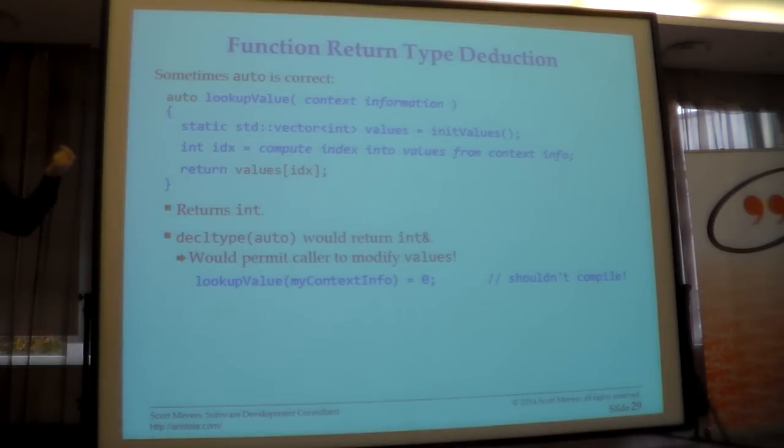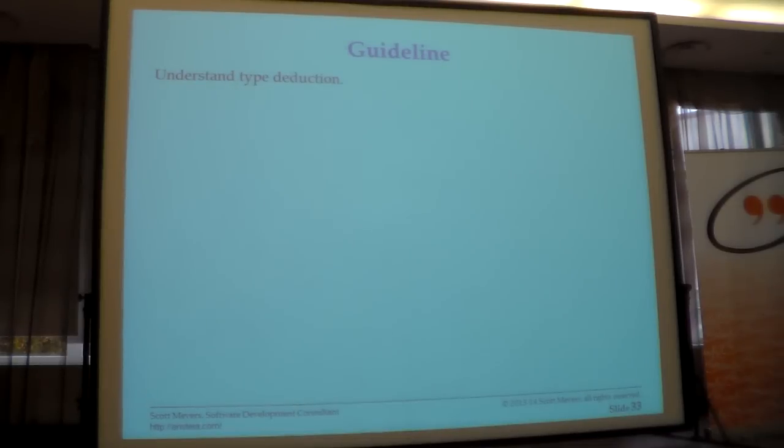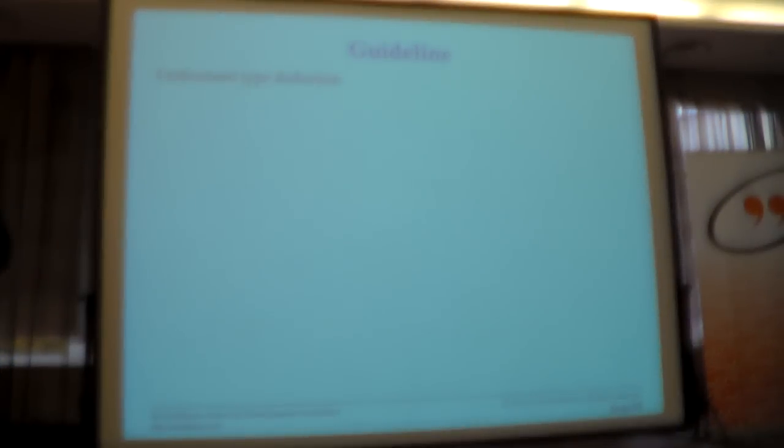By correct, you mean it's not touching what it's not supposed to touch? By correct, I mean that as the person designing the interface, I have made the decision that I don't want to return a reference, I want to return a value. Okay, so correct is determined by the person designing the interface. All right? So the guideline is to understand type deduction.